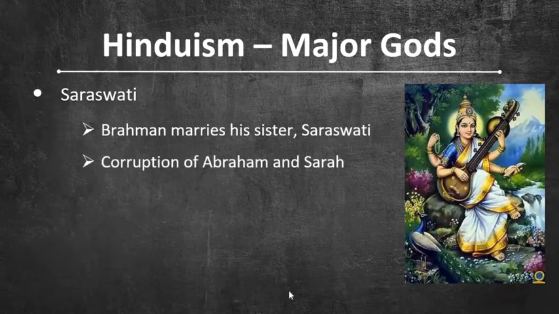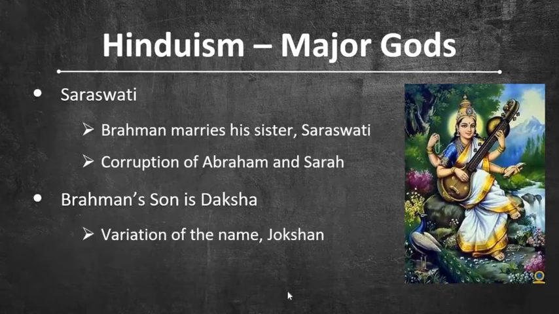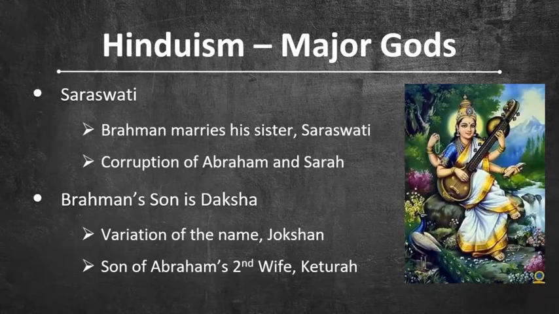Okay. This is a kind of a corruption of Abraham and Sarah, because Abraham married his half sister Sarah. And Brahman's son is Daksha, and it's a variation of the name Jokshan. And we read that in Genesis 25, 1 through 3, when Abraham took another wife whose name was Keturah, and she bore to him Zimran, Jokshan.